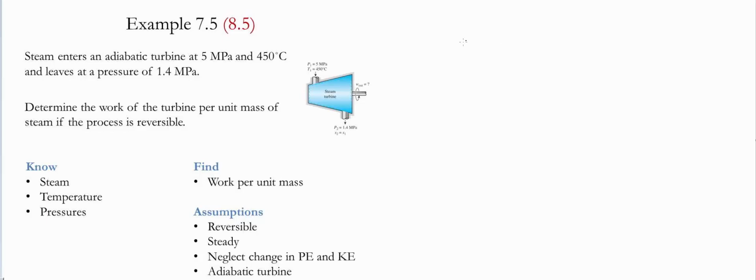In order to calculate the amount of work of the turbine, we need to do a balance of energy on this turbine. We have that the rate of energy in minus the rate of energy out is equal to the change of energy in the system. Since we consider this to be a steady process, this value is going to be equal to 0. Then we have that the rate of energy in is equal to the rate of energy out.